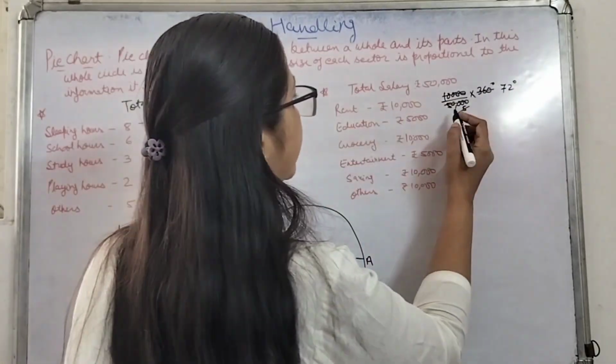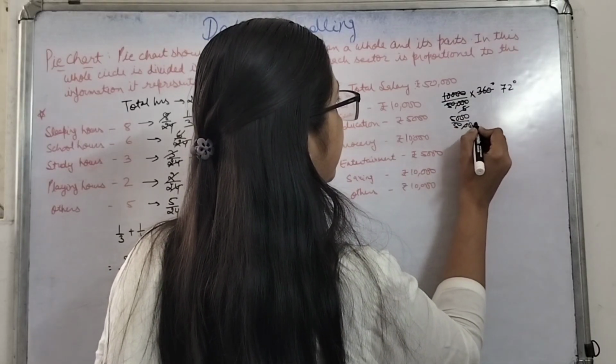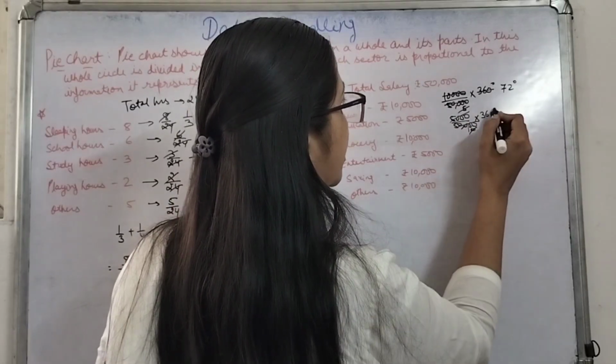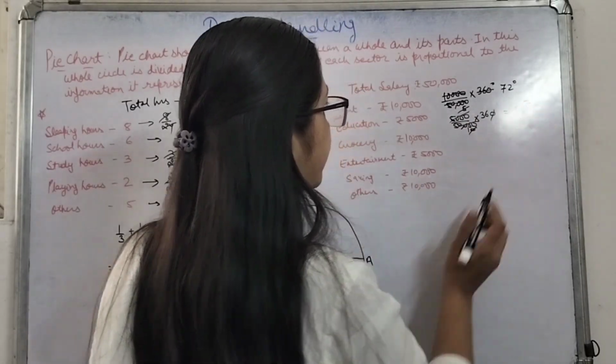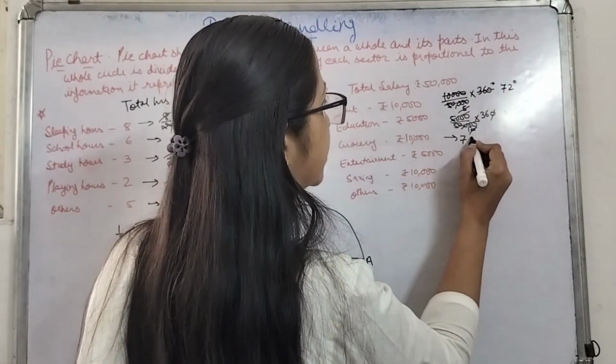Now on education, it is 5,000 divided by 50,000 multiplied by 360 degrees. It is 10 times 10, 10 cancels, 36 degrees. For the grocery, again it is 10,000, so it will be 72 degrees.